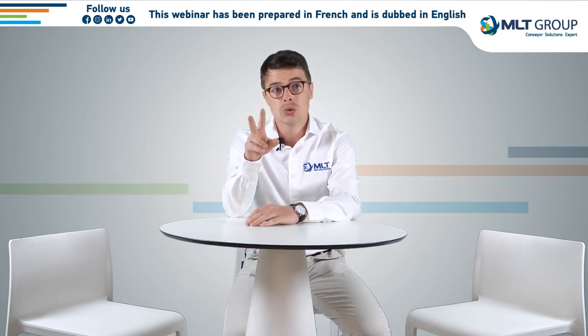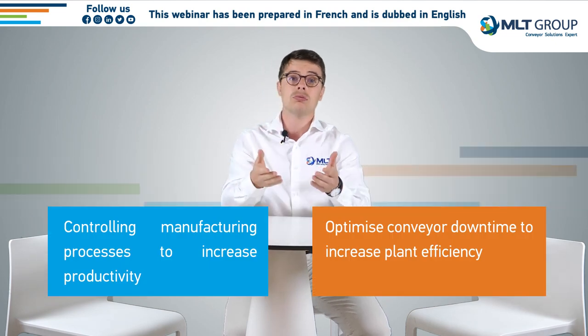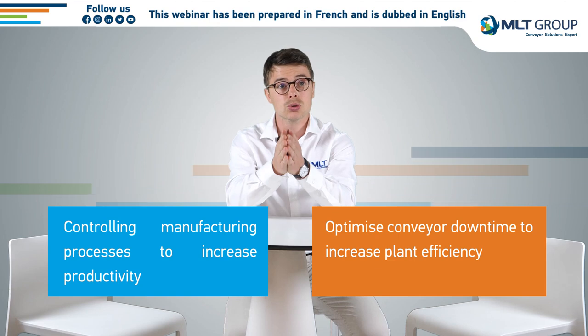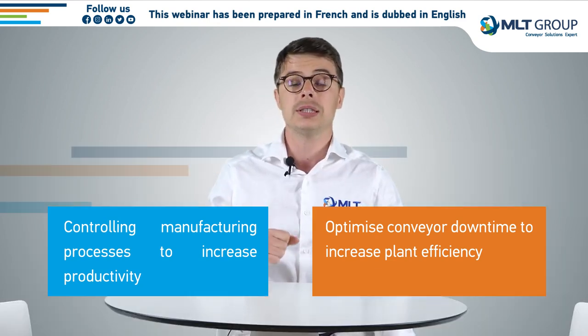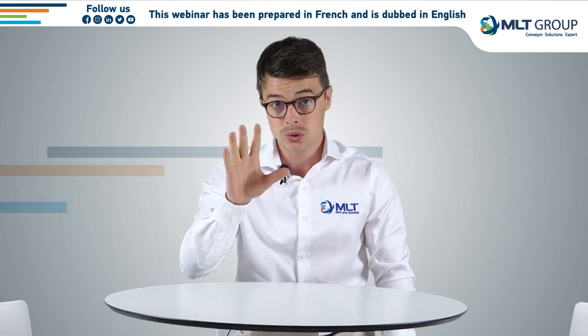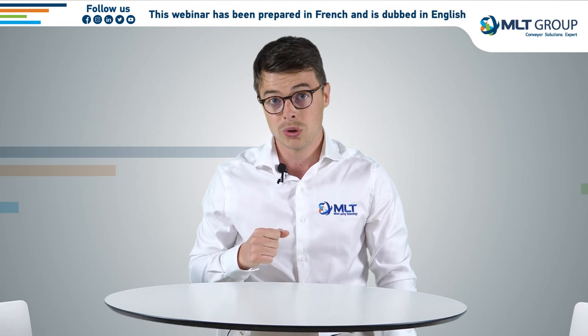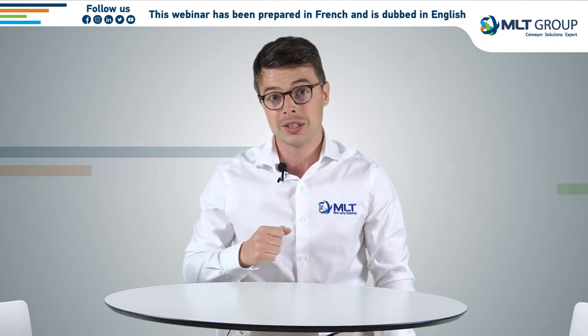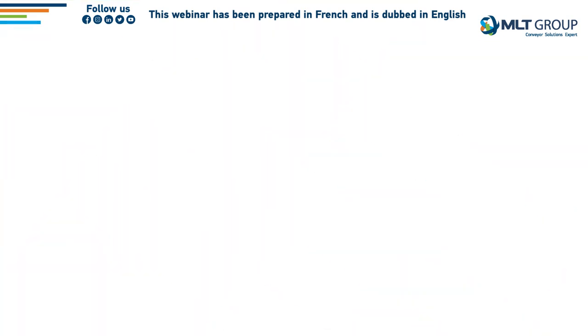We will focus on two major issues: the control of manufacturing processes, in order to increase your productivity, and number two, the challenge to optimize conveyor downtime and increase the efficiency of the installation. Today we have 5 innovative solutions to present to you, and we are going to dive into the heart of the cement plants, and we will right now see our product manager who will be on site.